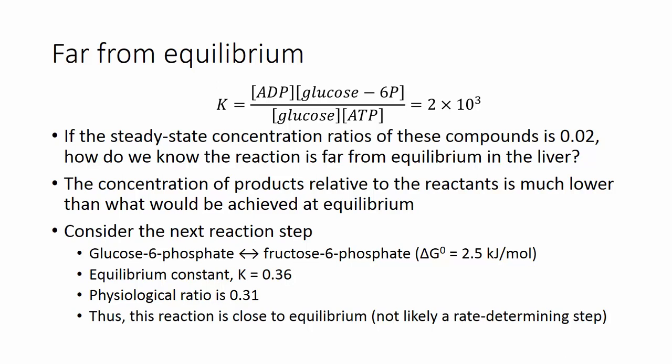Consider the next reaction step. Glucose 6-phosphate yields fructose 6-phosphate. And the delta G for that is 2.5 kilojoules per mole. Our equilibrium constant for this reaction is K equals 0.36. Our physiological ratio is 0.31. So it's not close to the difference that we see in glucokinase, suggesting that the reaction is close to equilibrium. And this reaction is not likely to be a rate determining step.